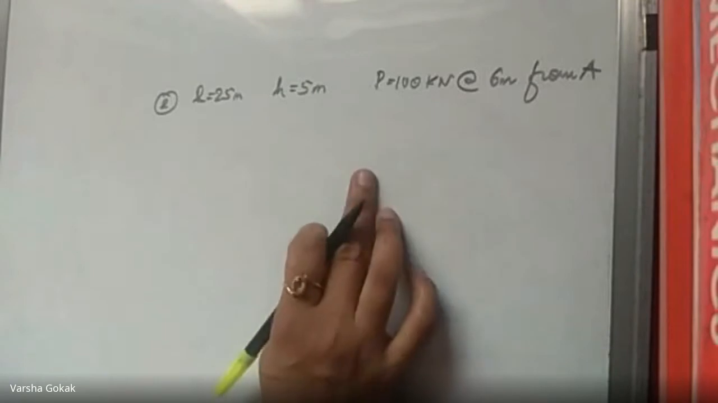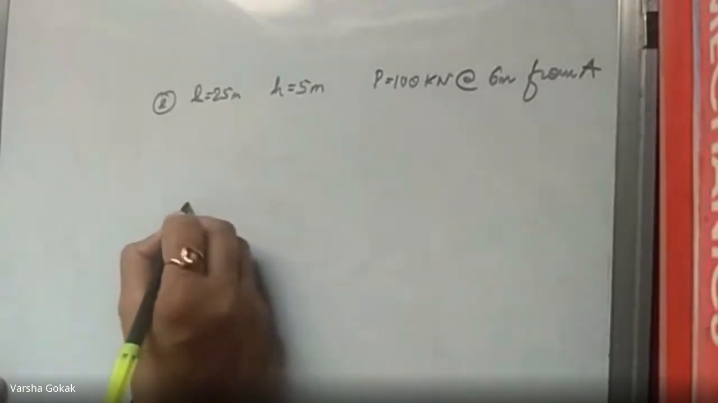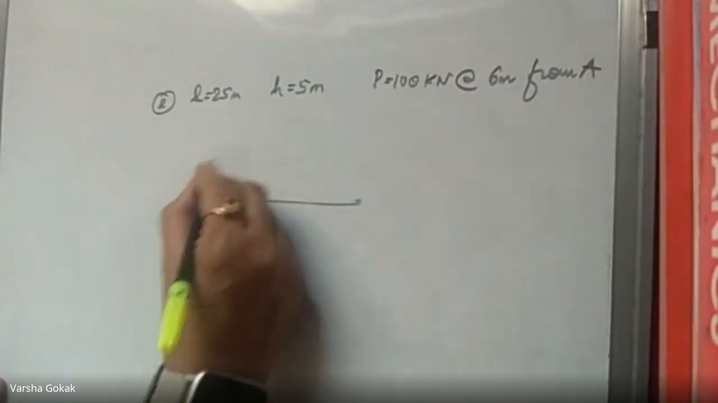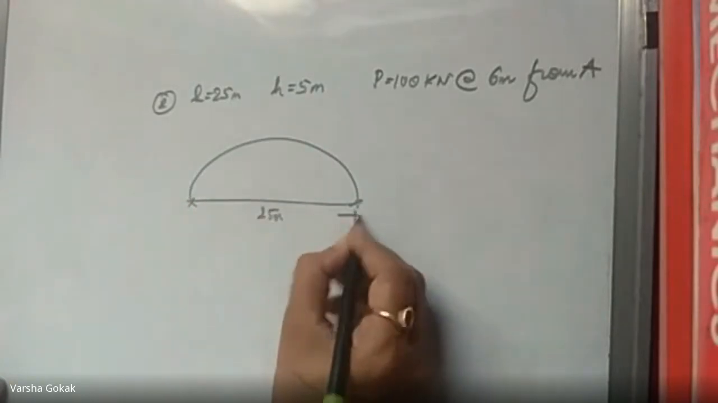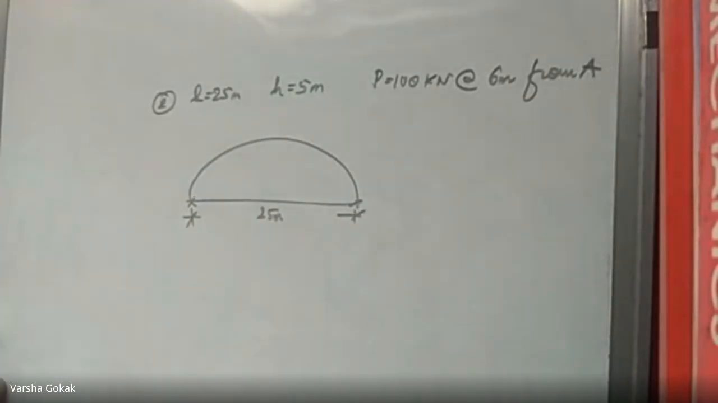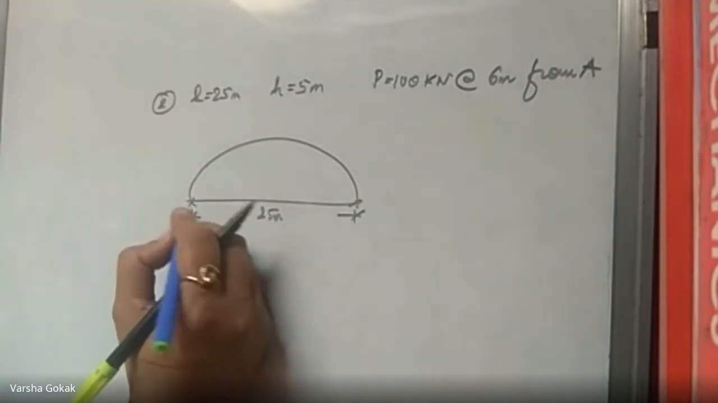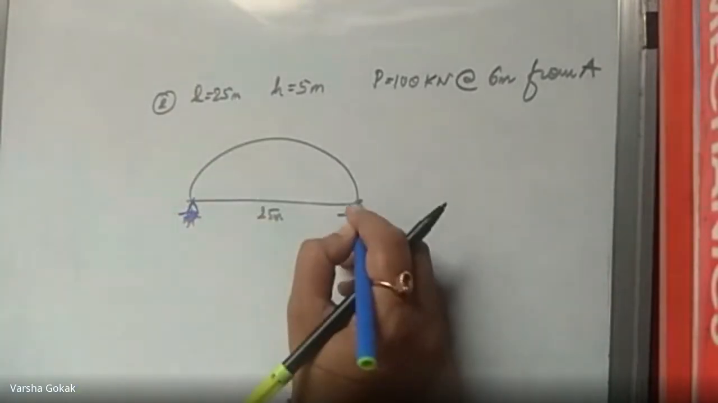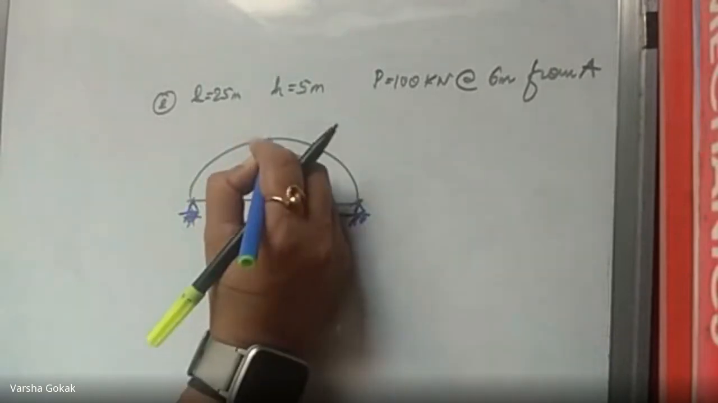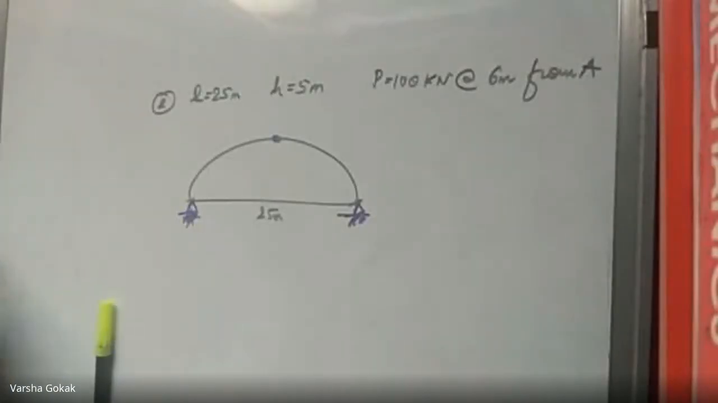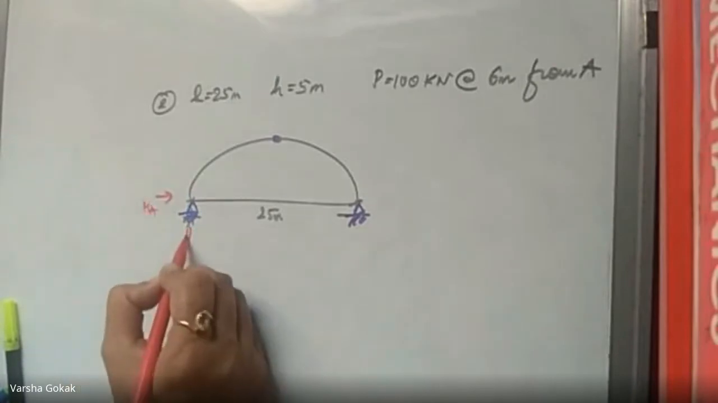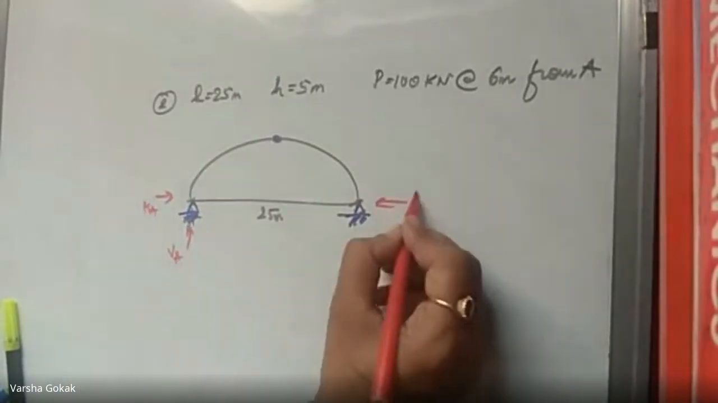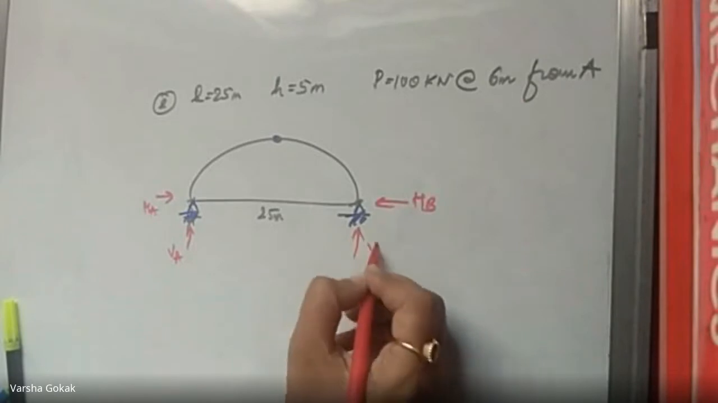Fine. So first let us draw the diagram for this. This total L is 25, so this is 25 meters. Correct? Now you have a hinge over here and a hinge over here. This is your crown, which is also called a hinge. That's why you have a three hinged arch. This is HA, this is your VA. This is your HB, this is your VB.